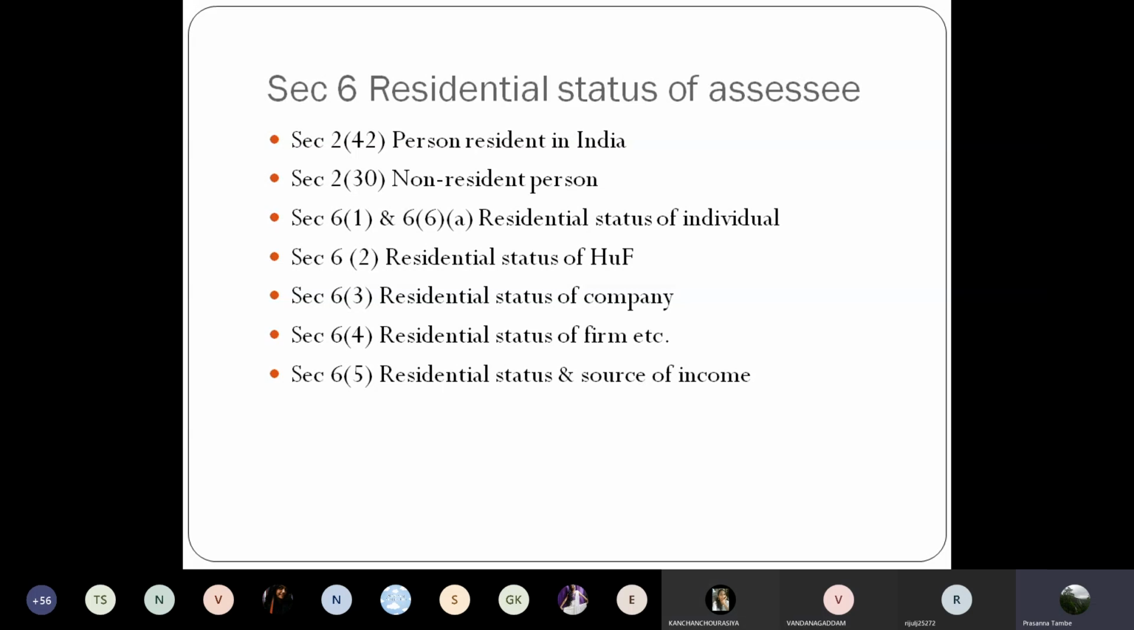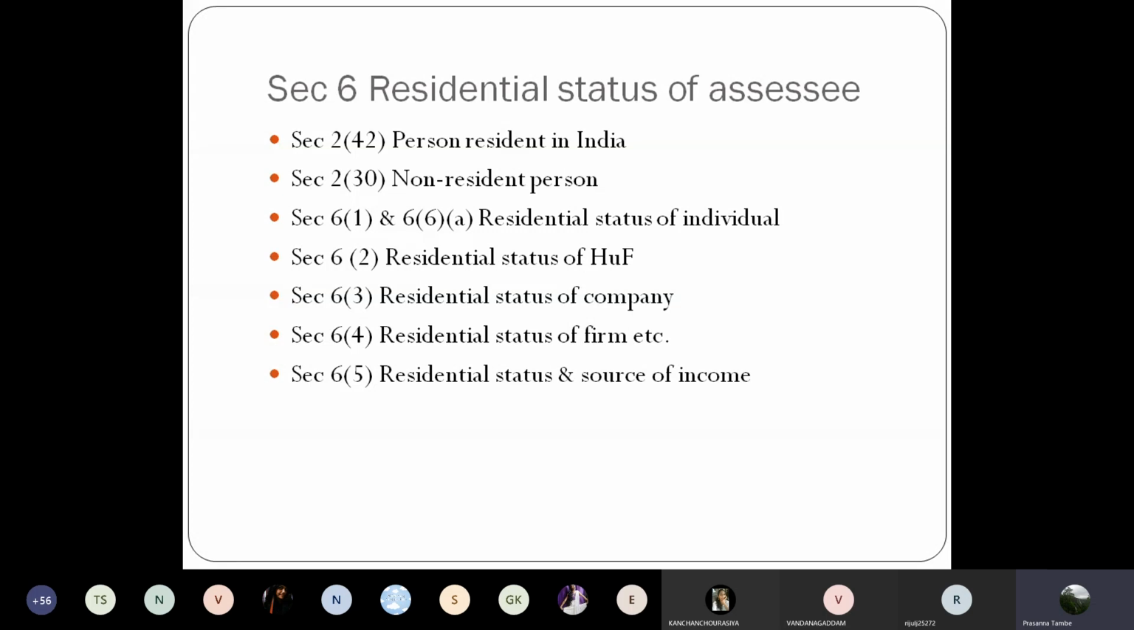So now we are looking at different cases or different subsections where the governing provisions are given. For example, 6(1) and 6(6)(a). These are the two sections which determine the residential status of an individual. So if you are referring to an individual, you look for provisions given in section 6(1) and section 6(6)(a). Suppose you want to determine the residential status of a Hindu undivided family. The appropriate section will be section 6, subsection 2.